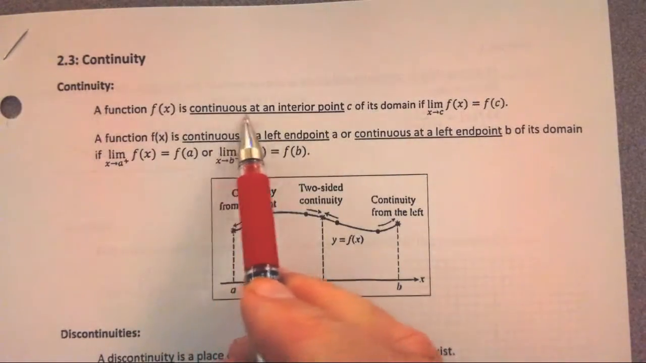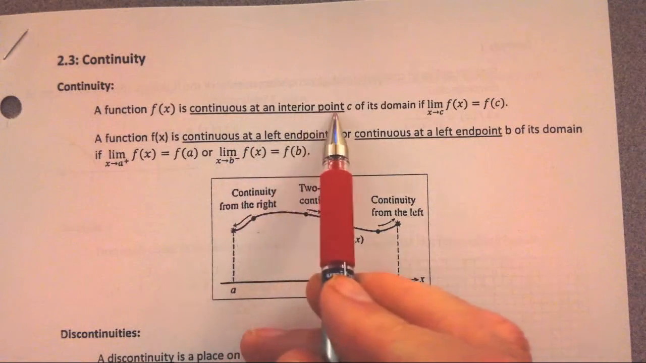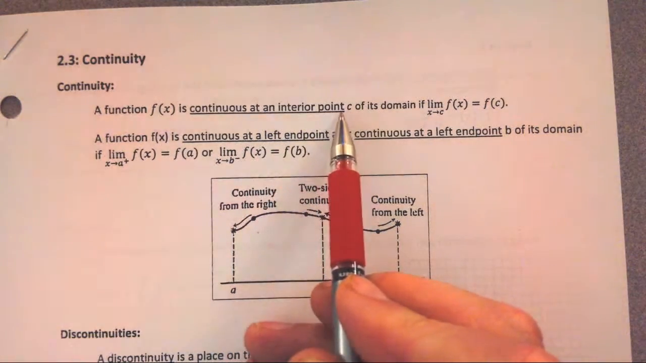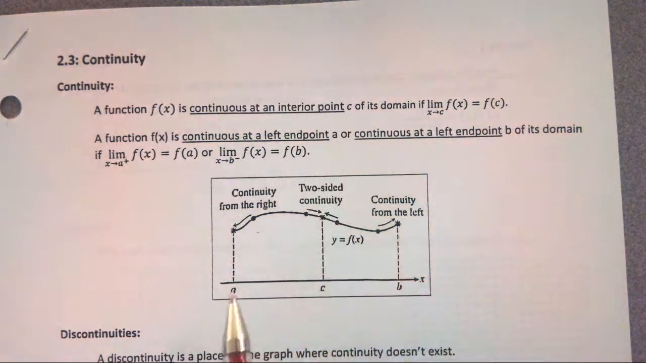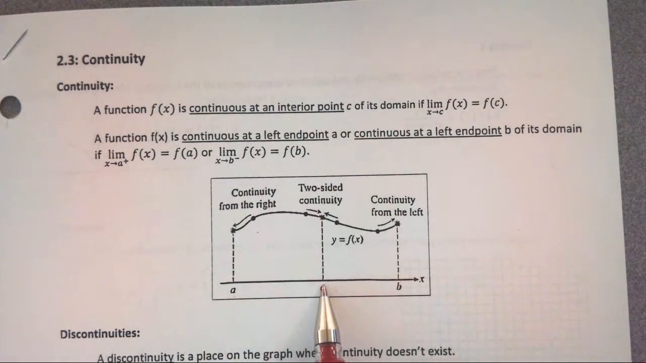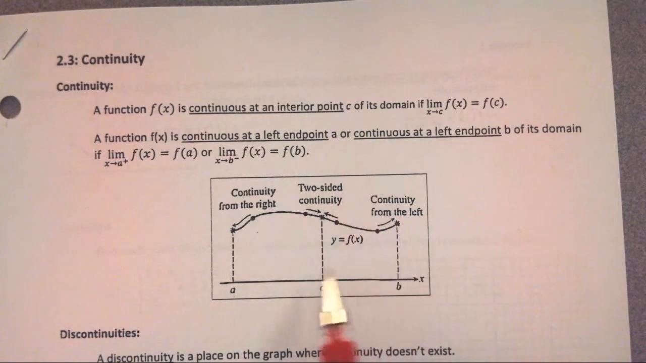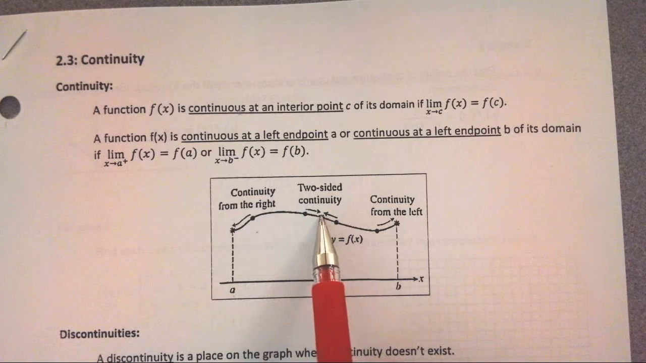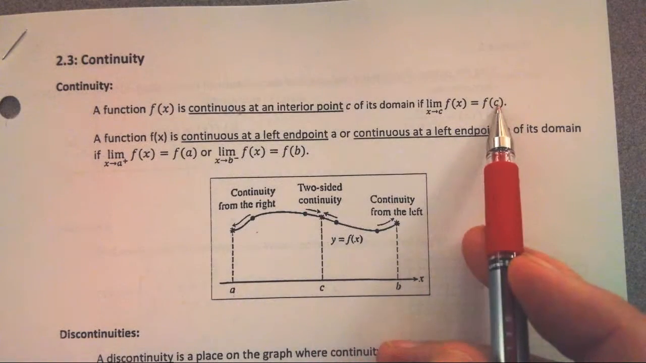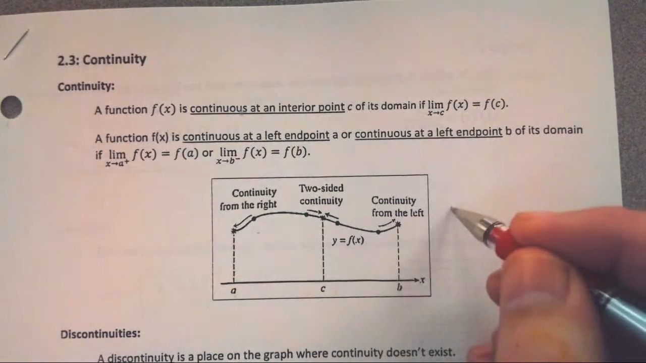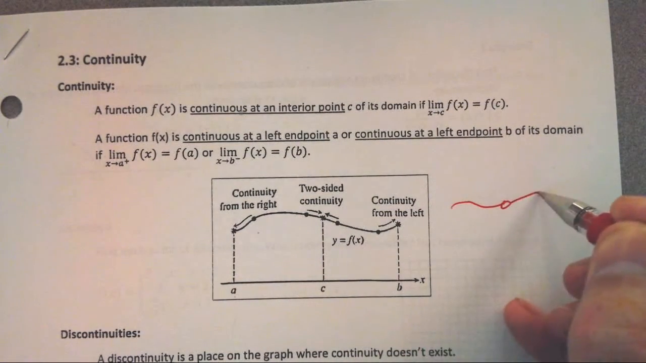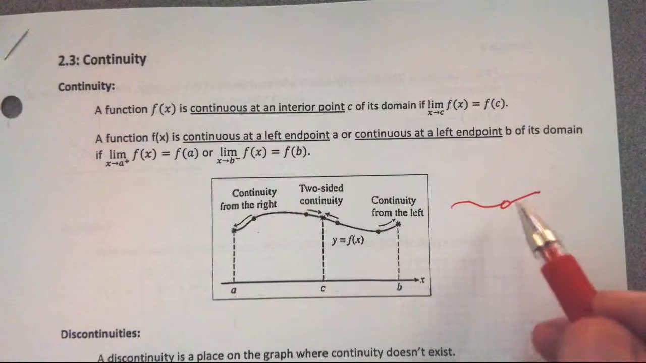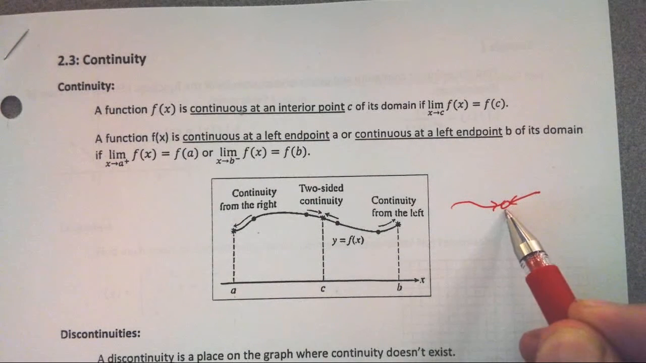It says a function is continuous at an interior point C. They always use C for whatever reason. Now, in this case, C is between A and B, but it doesn't have to be right between. It could be anywhere along here. If at any point C my limit at C is this, and that's also f of C. Well, wouldn't that always be the case? Not if I have a hole. The limit is here, but f of C is not here.